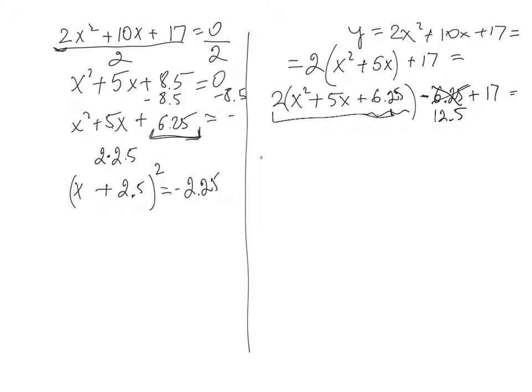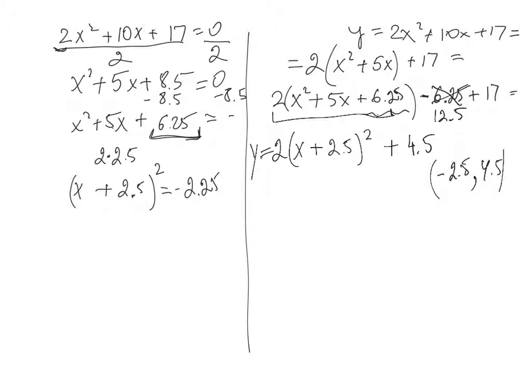Okay. So now I have a perfect square. It will be x plus 2.5, just like before, squared. And I need to combine these two guys, so it will be 4.5. This is my vertex form of the expression, which tells me that the vertex is negative 2.5, positive 4.5. And the graph will be shifted 2.5 to the left and 4.5 up.